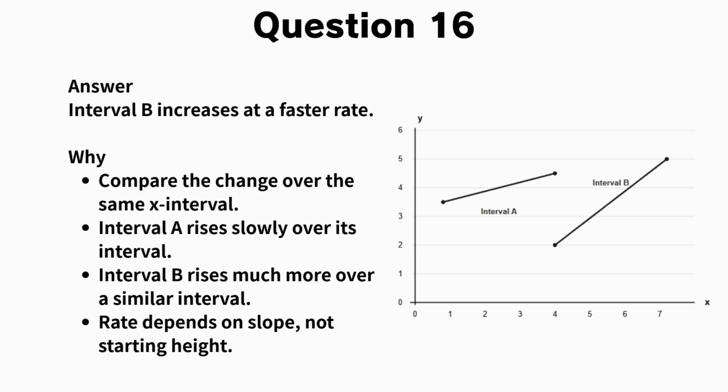This is why comparing starting height alone leads to incorrect conclusions. A graph that begins higher is not necessarily changing faster. When the question asks for both the faster interval and the best explanation, the correct reasoning must be based on slope. Here, interval B rises more over a similar x interval, so interval B increases at the faster rate.